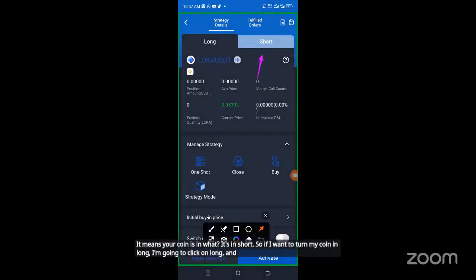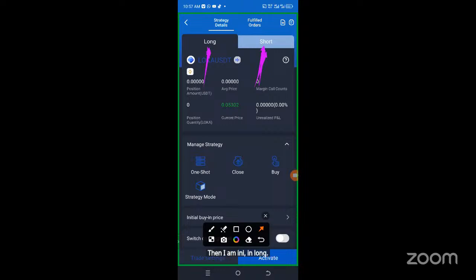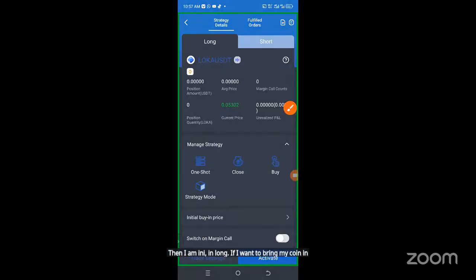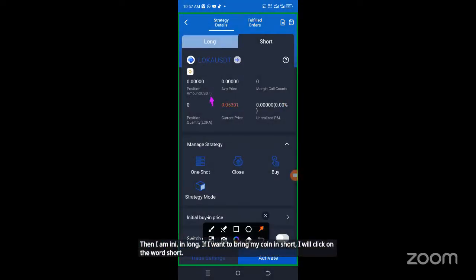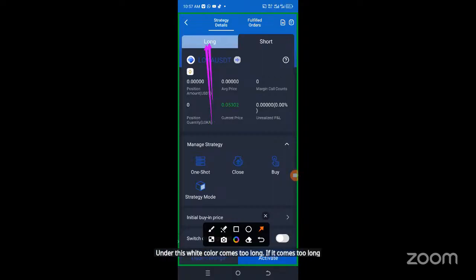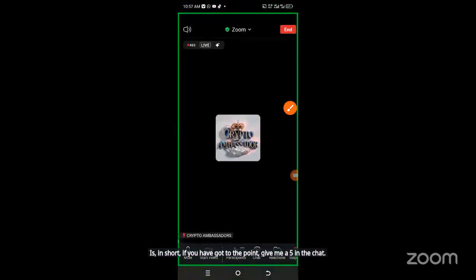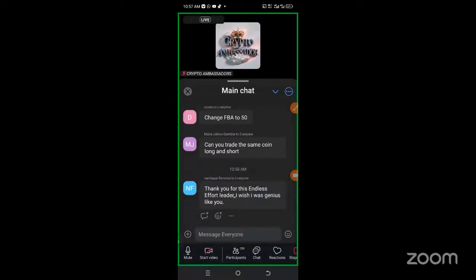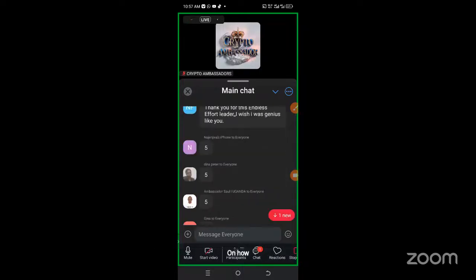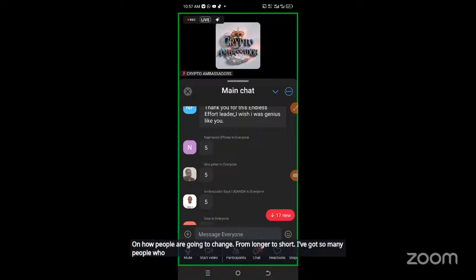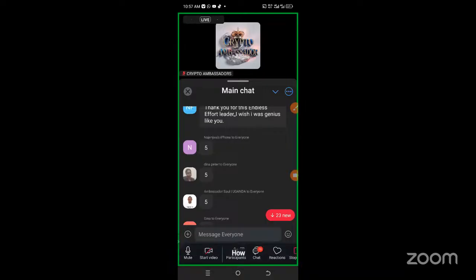So if I want to turn my coin to long, I click on long and this white color comes to short. If the white color comes to short, then I am in long. If I want to bring my coin to short, I click on the word short and this white color comes to long. If it comes to long, it means my coin is in short. If you have got the point, give me a 5 in the chat, because we are having problems with how people change from long to short. So many people come into my inbox asking how they can change coins from long to short.